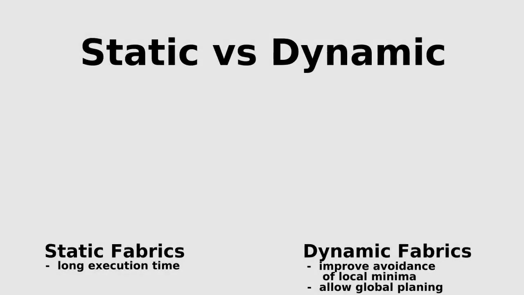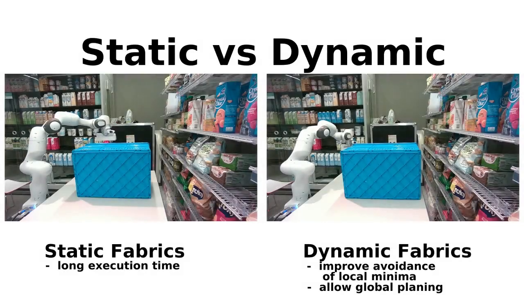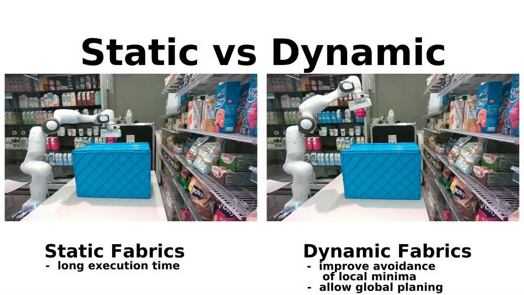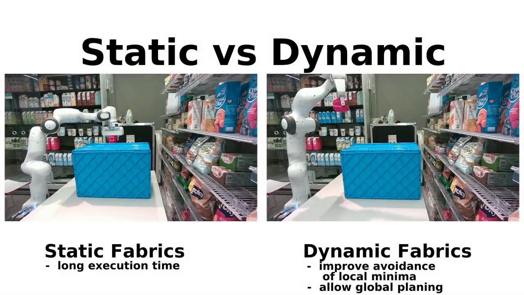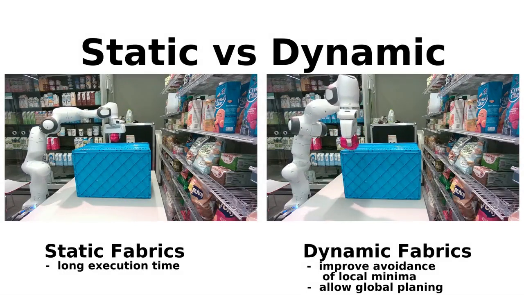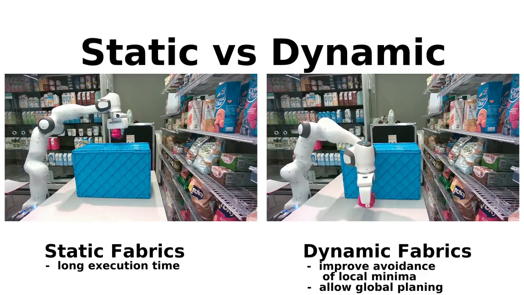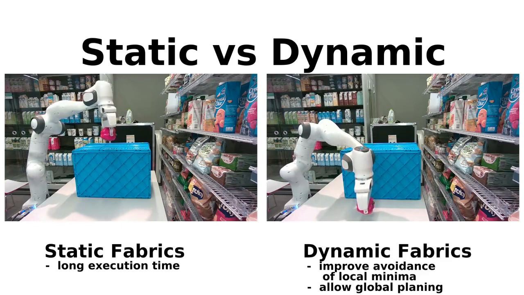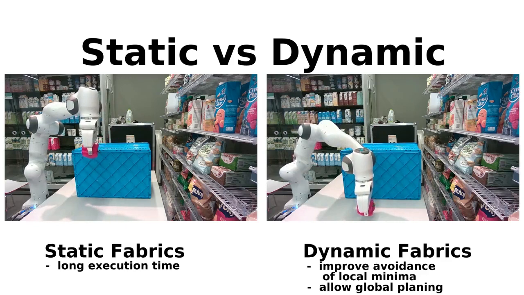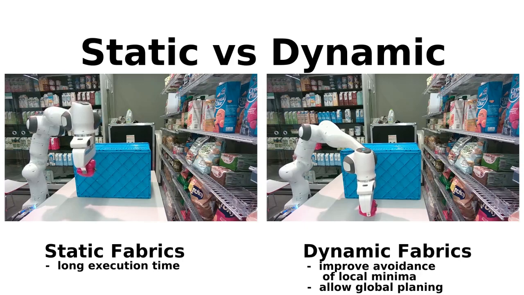As a highly reactive method, static fabrics are prone to local minima, as we can see on the left. Motion generation with static optimization fabrics is very slow in the proximity of obstacles, leading to high execution times in this scene. On the right, dynamic fabrics can make use of globally generated paths. The global path here is defined entirely in the end-effector space and not in the configuration space.